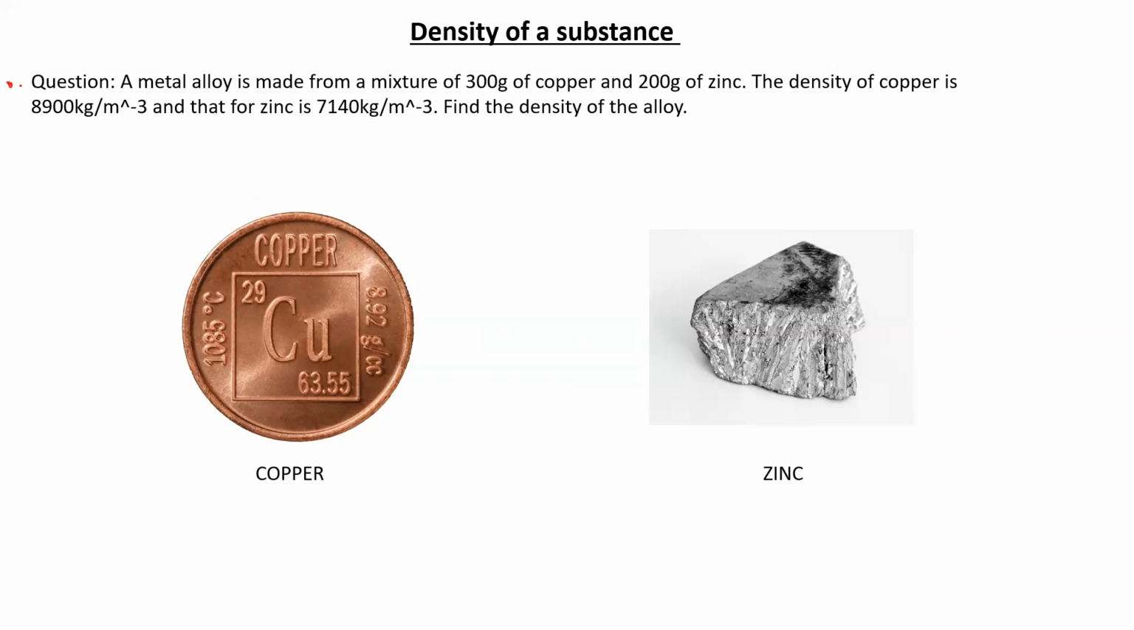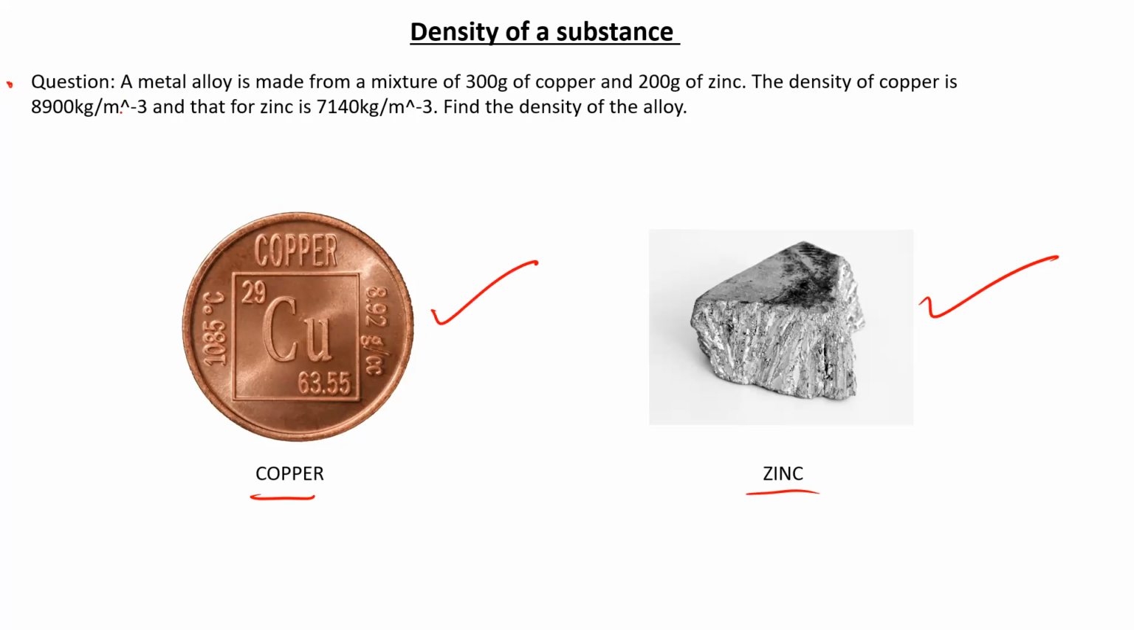It says here a metal alloy is made from a mixture of 300 grams of copper and 200 grams of zinc. The density of copper is 8,900 kilogram per meter cube, and that of zinc is 7,140 kilogram per meter cube. Find the density of the alloy. So we have two typical examples of the materials. We have copper towards the left side, and we have zinc towards the right side.